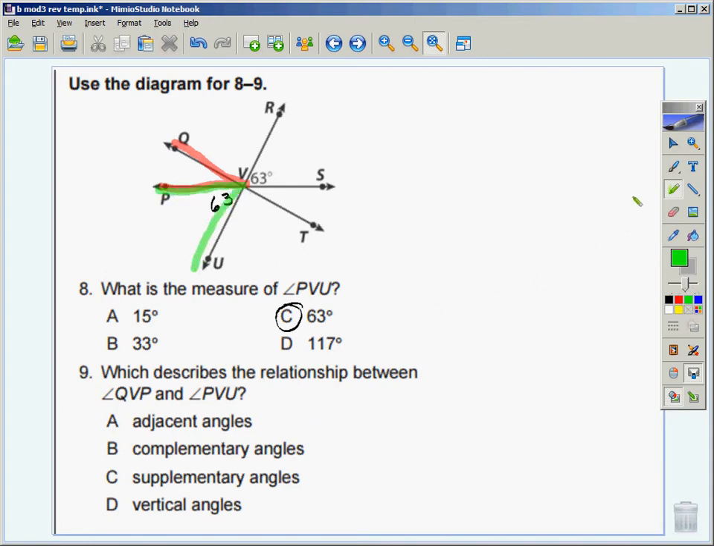which is here. They share a vertex and they share a side, which means they are adjacent angles. I do not know that they're complementary. They may look like 90 degrees, but I'm not sure. They're certainly not supplementary, because they don't make a straight line. They're not vertical because they're not opposite of each other.